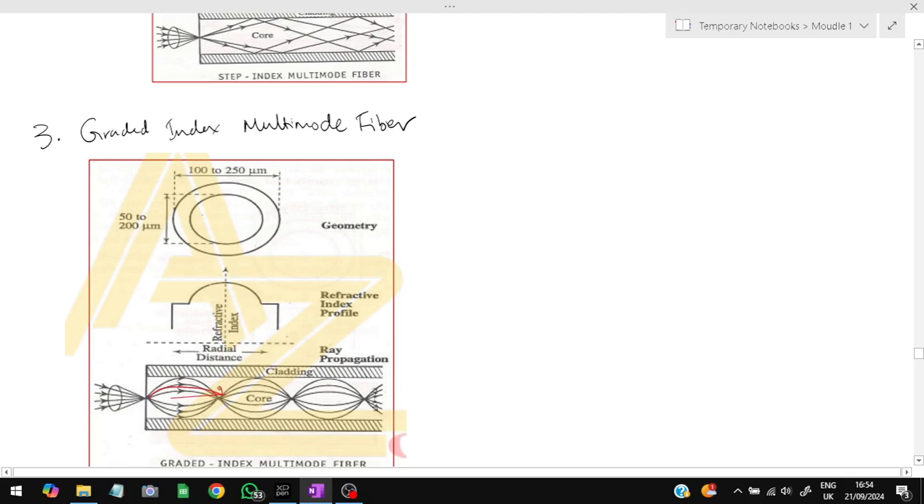So it is a uniform change. Slowly it is changing, so the path will also change in a curve form. This is how you will make the diagram for graded index multimode fiber. Here multiple rays are transferring and it is a curved one. So that's all, nothing more than this you have to remember in the types of optical fibers.